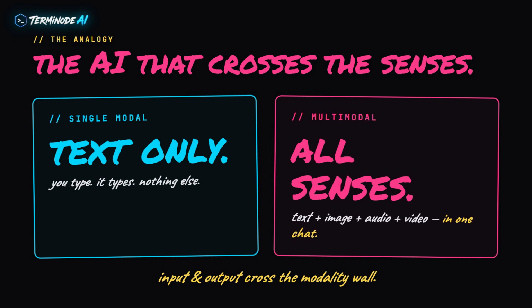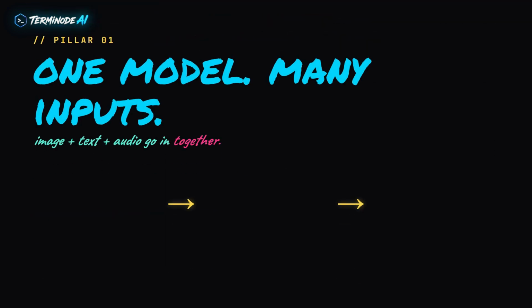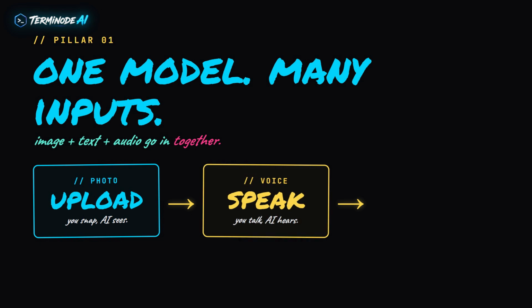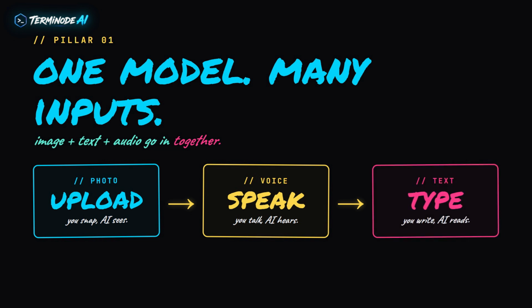3 things to know about multimodal AI. Pillar 1, one model, many inputs. Image plus text plus audio go in together. Here is how this works in practice. First, you snap, AI sees. That is the starting point, what triggers the whole process. Then you talk, AI hears. This middle step is where the heavy lifting happens. Finally, you write, AI reads. That is the outcome the user actually sees. The key takeaway, all 3 become one prompt. Once you see this pattern in multimodal AI, you will spot it everywhere.